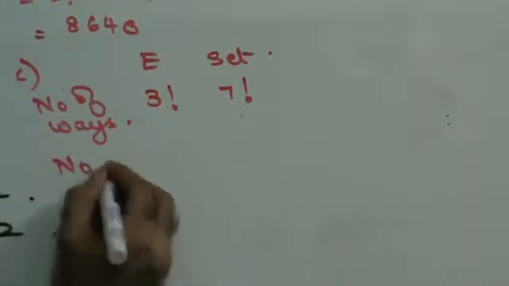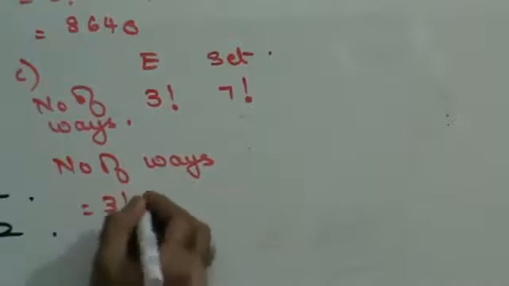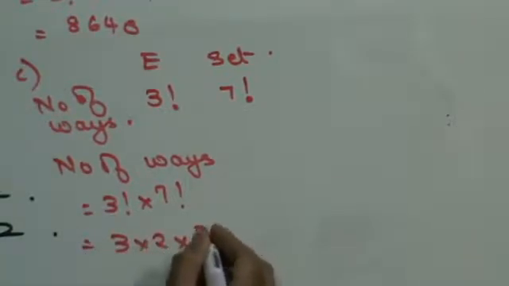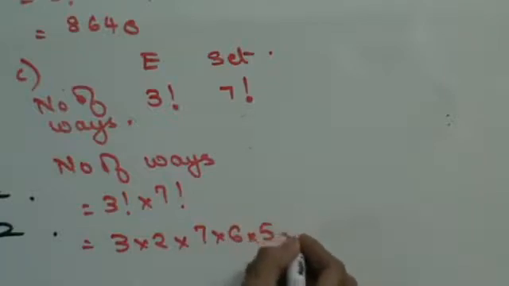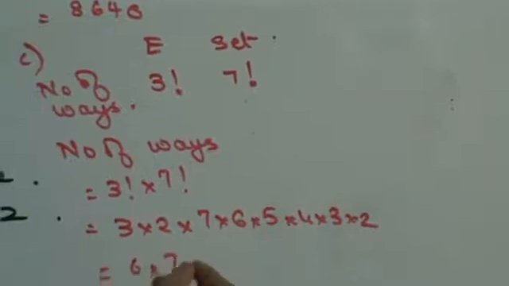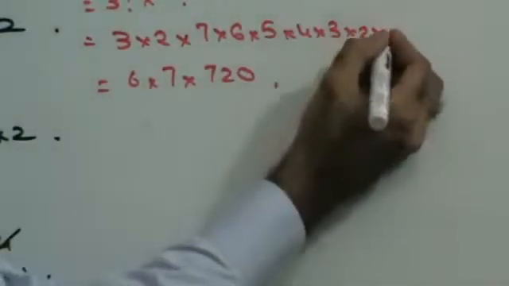So the number of ways is going to be 3 factorial into 7 factorial. When you multiply this, you will have to calculate that answer. This is going to be 3 into 2 into 7 into 6 into 5 into 4 into 3 into 2. That's 6 into 7 into 720. Right? Multiply that, you will get your answer.